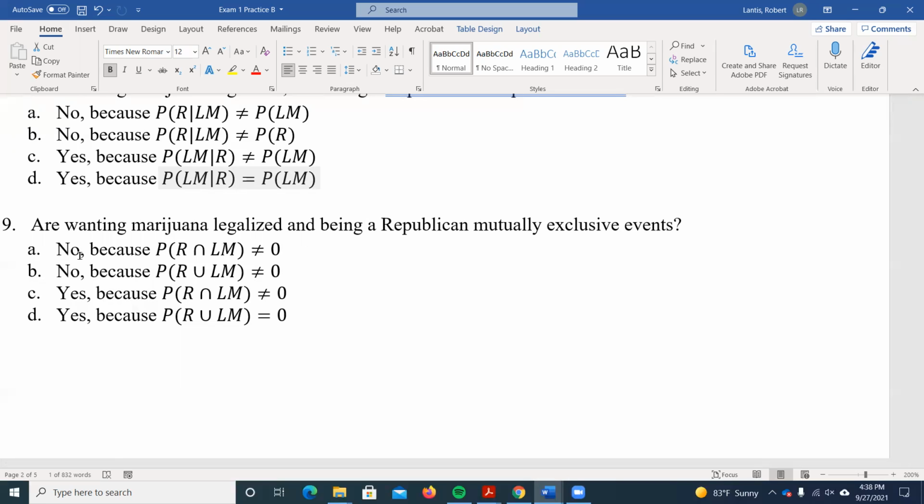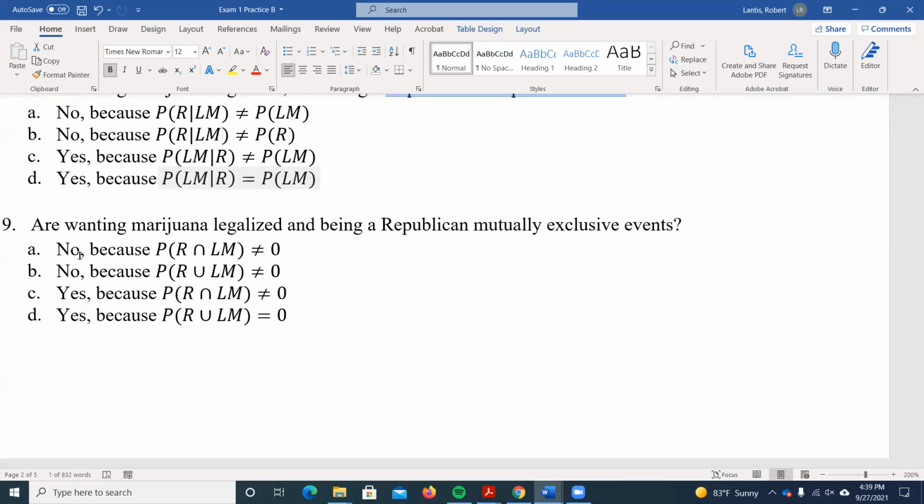The reason we knew that is because of the intersection, and it doesn't matter what order we write it in. That was one of the other rules we said: it doesn't matter if I write LM and R, or R and LM. We know that they're not mutually exclusive because that intersection was not equal to 0. The union being not equal to 0 doesn't tell us anything. It doesn't necessarily mean they're mutually exclusive. And even if we look down here, this one doesn't even make sense, because if the union is equal to 0, that still doesn't tell us anything about mutually exclusive events.